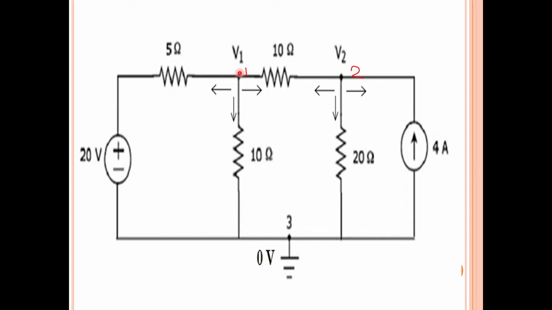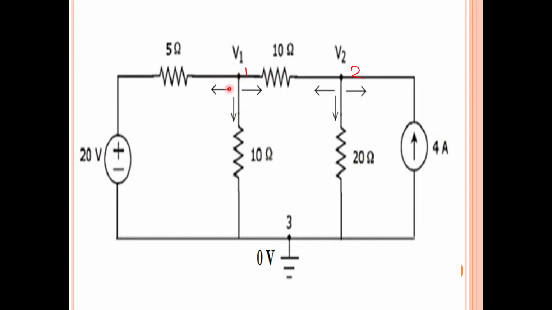Since three branches are meeting at node 1, I have to consider three current directions. Similarly at node 2, three branches are meeting, so here also I have to assume three current directions. For my own convenience, I have assumed all currents are leaving node 1. Similarly at node 2, all currents are leaving the node, moving away from the node through each branch.